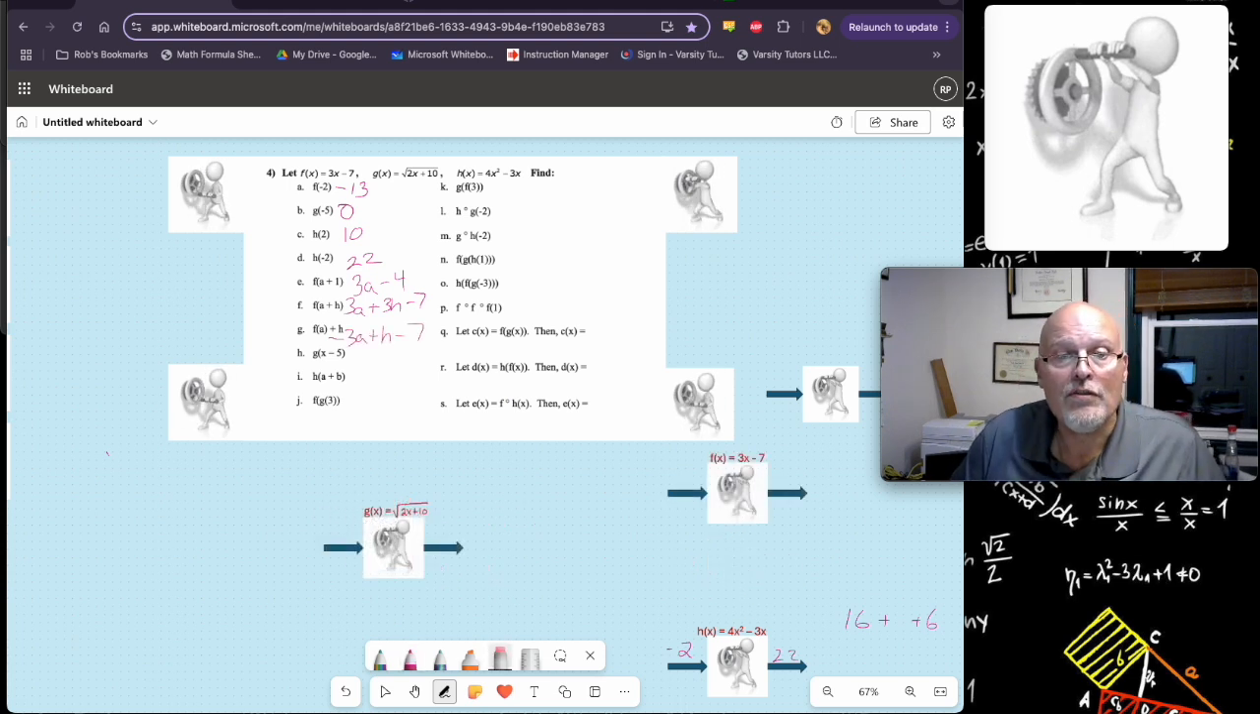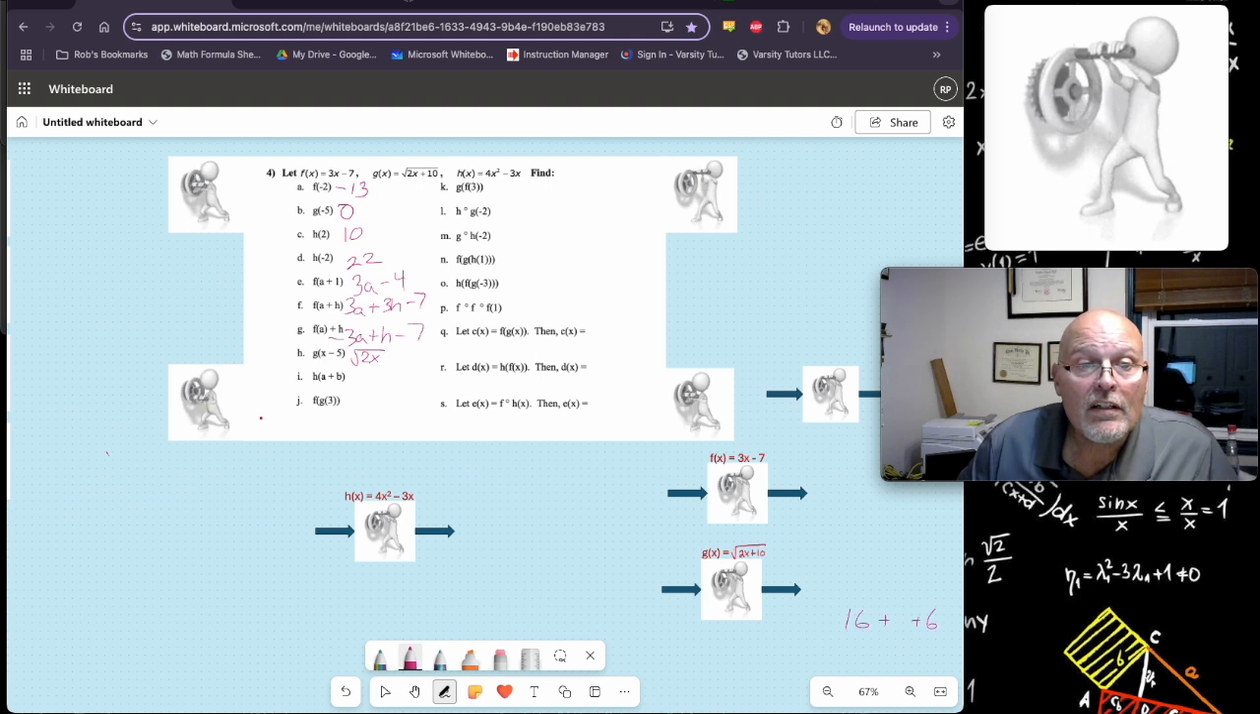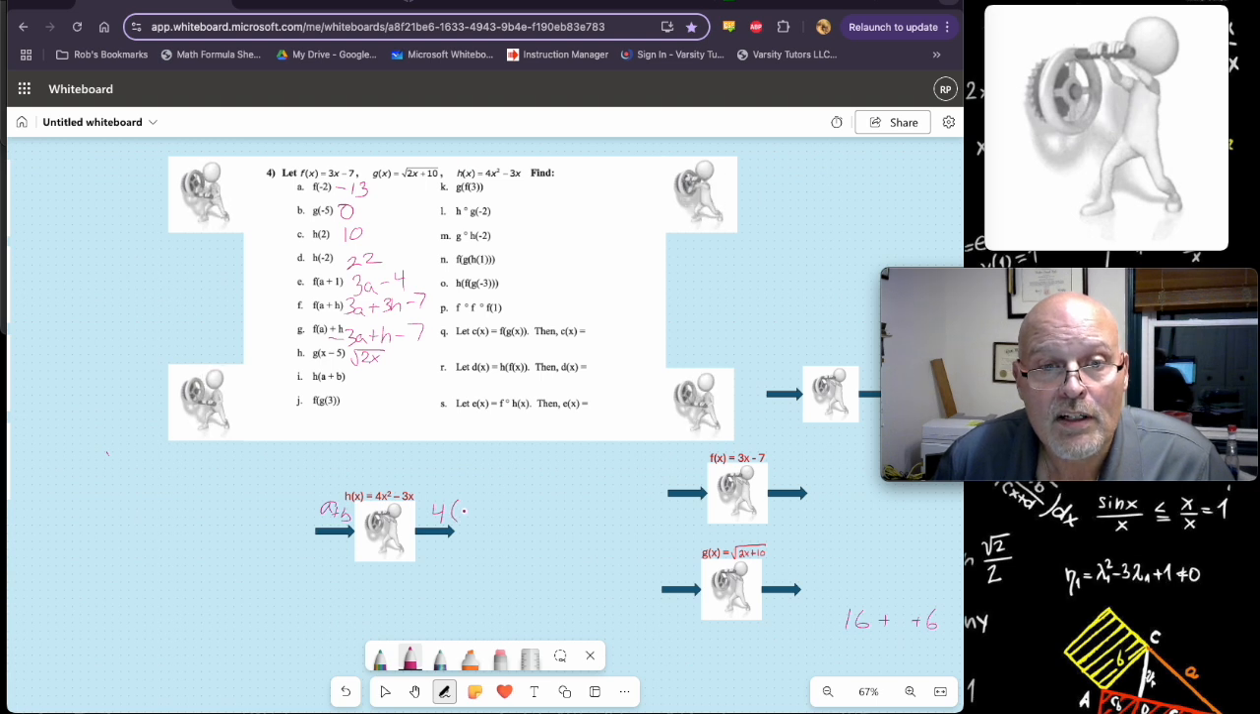The next one we are going to do is g of x minus 5. So x minus 5 is my input, and I'm going to have the output of the square root of 2 times x minus 5 plus 10. That's going to be 2x minus 10, so that's going to be the square root of 2x minus 10 plus 10, or just the square root of 2x. So we're going to do h of a plus b. That's going to be 4 times a plus b squared minus 3 times a plus b.